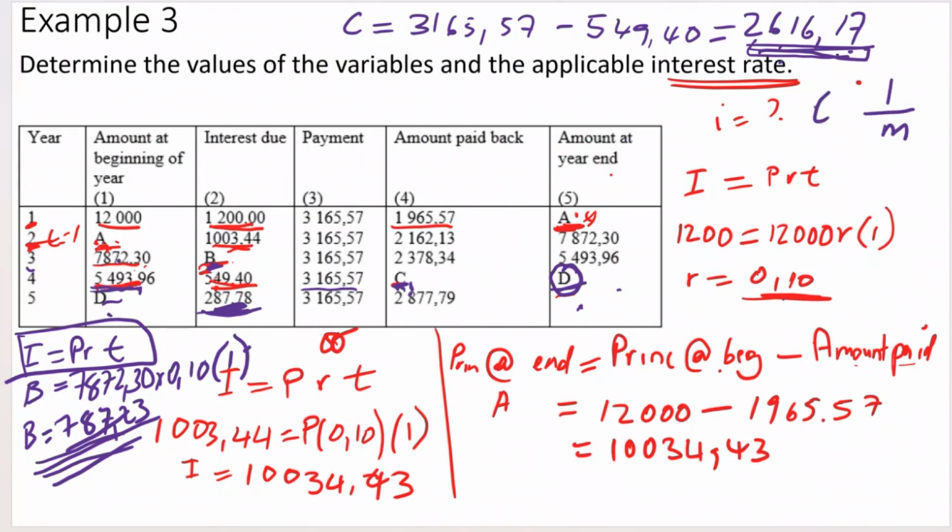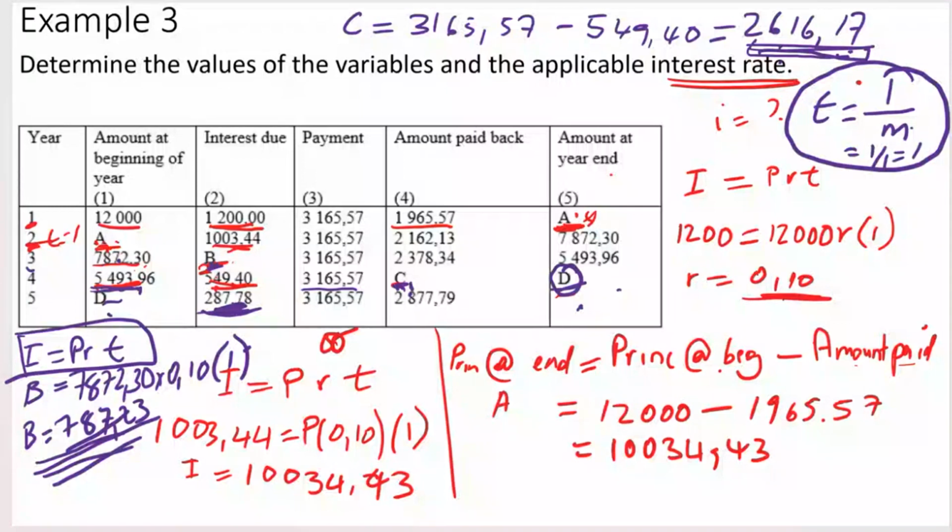So your T is 1 over M. That is the formula for your T. How many compounding periods? This one is made yearly, so our T here was 1 over 1. That's why we're working with 1 across, okay?